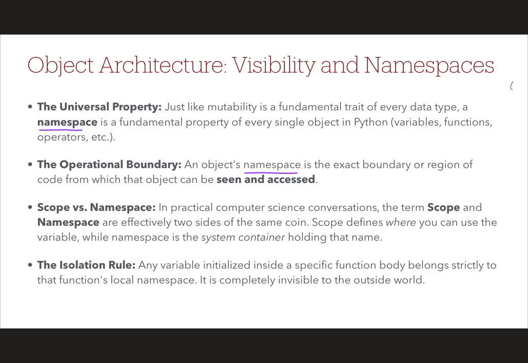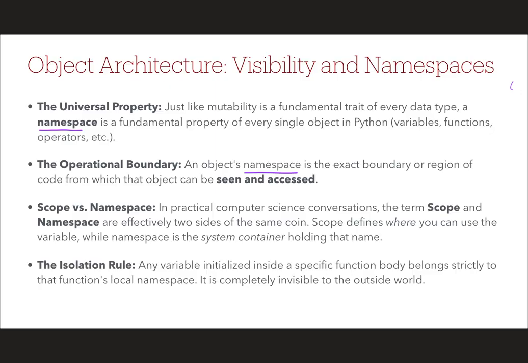So within a certain region, called the namespace, we can see the value of the variable and we can access that value of a certain variable. And the same thing for the function. For a certain function, that function is recognized only within a certain region. And that region is called the namespace.